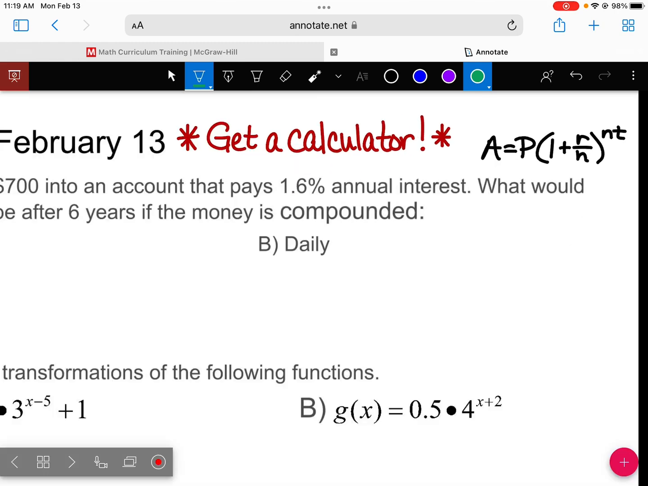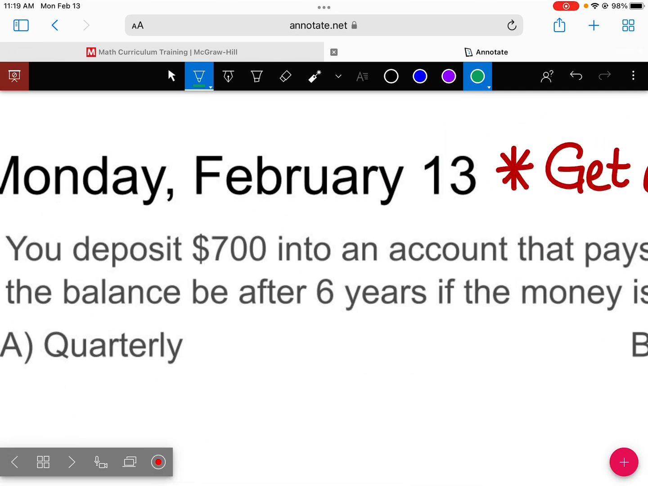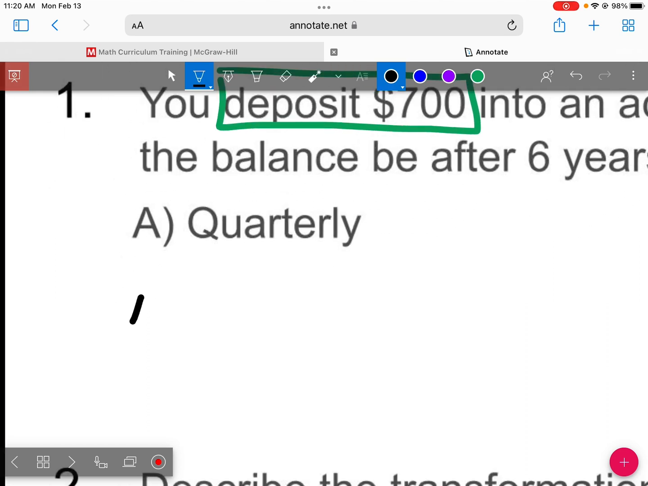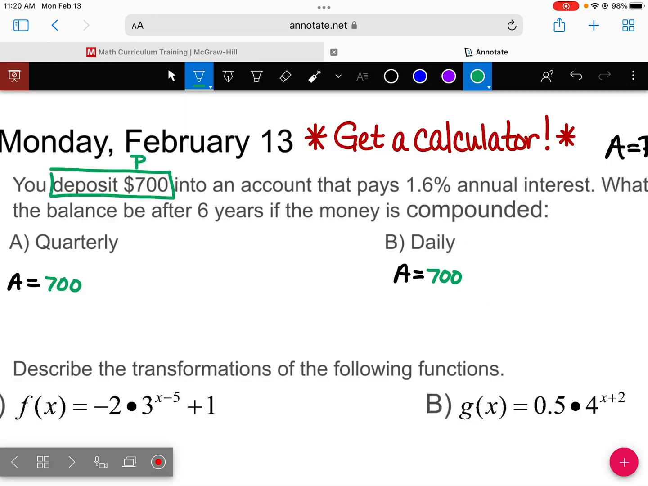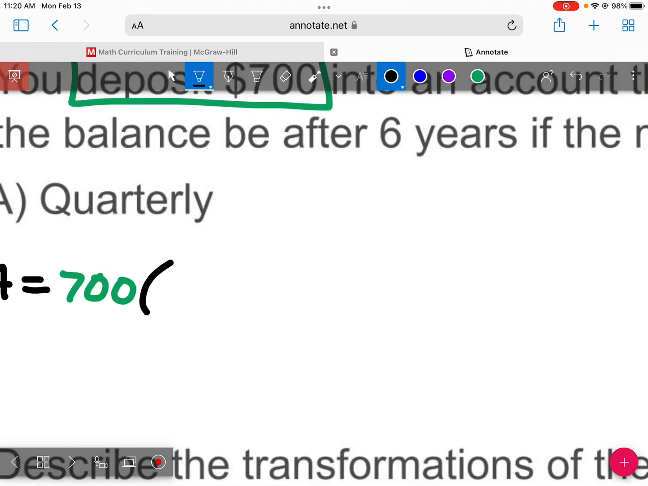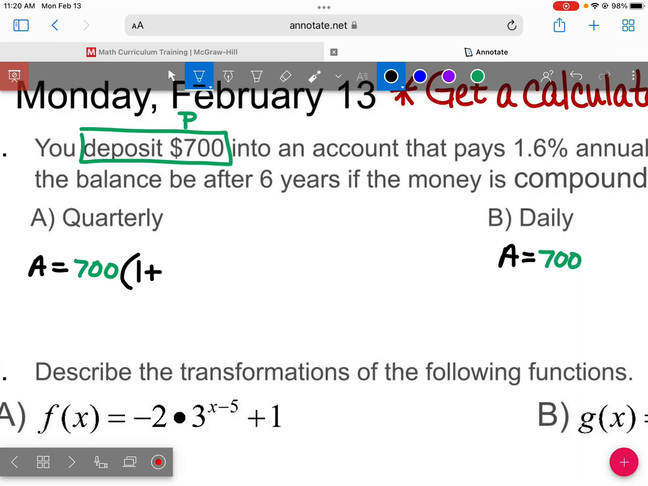Starting amount, principal. So what would the principal be for both parts A and B? 700. So I can start writing this down. It's going to be exactly the same for both of these, except for one piece. And if you do not have a calculator, you absolutely need a calculator for today. All right, so I have 700, and then it's parentheses 1 plus on both of these.